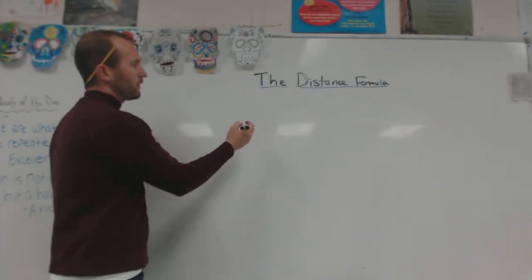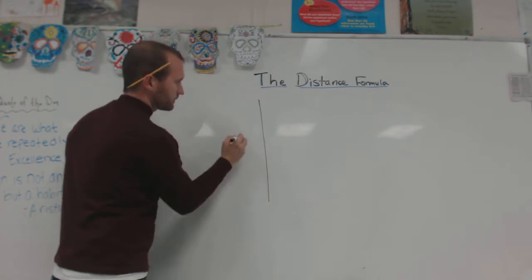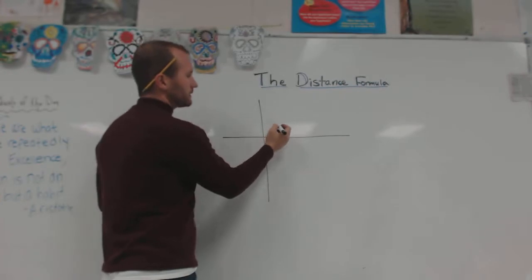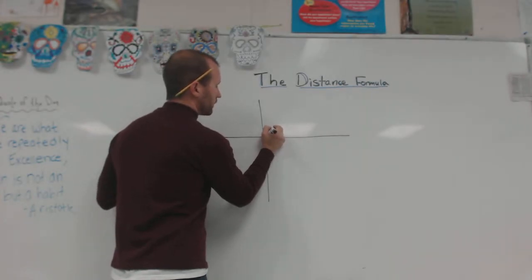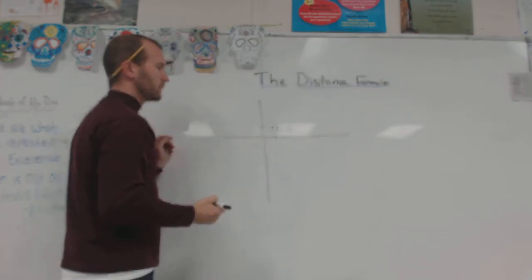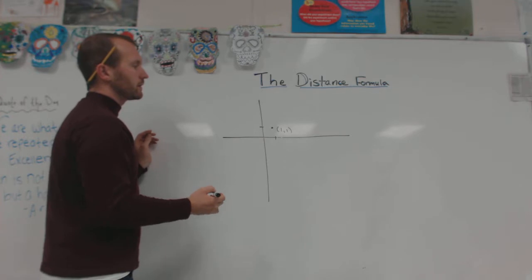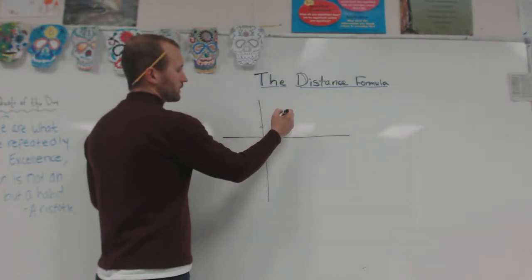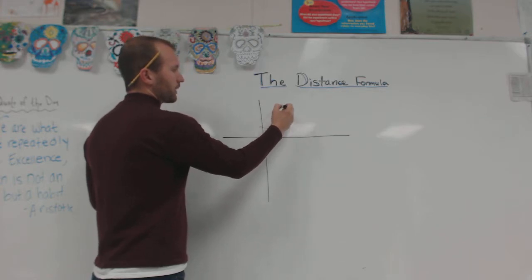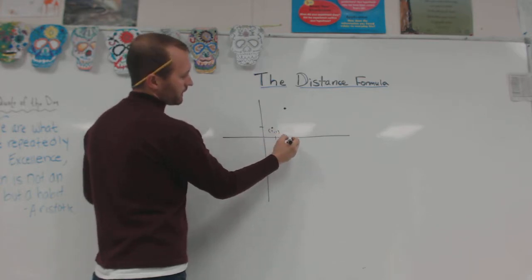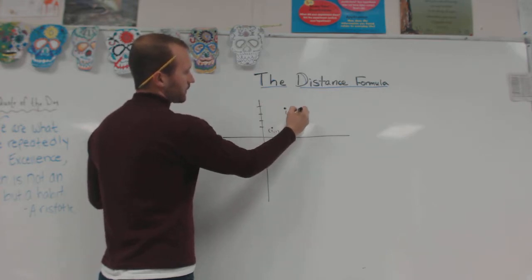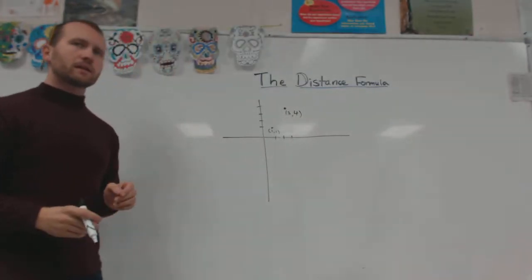So let's say I have a coordinate plane. And let's say I have a point right here. Maybe this is 1, 1. And then let's say I have another point up here. Maybe that's, I don't know, like 3, 4, or something like that.